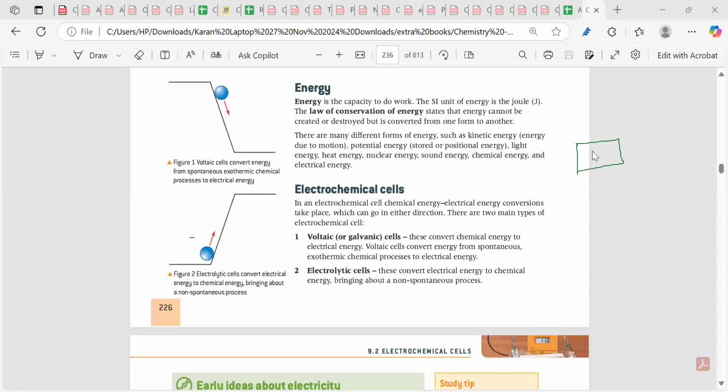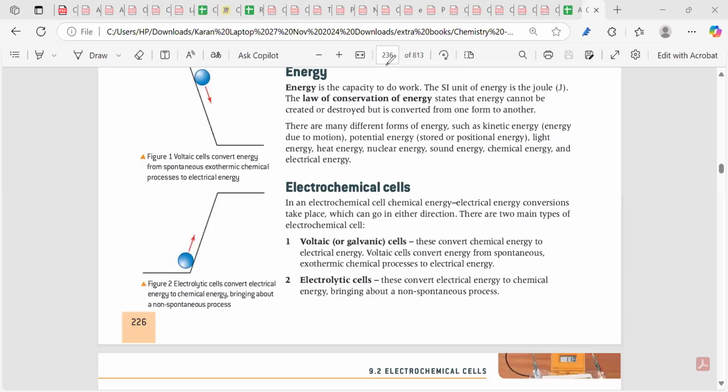If you see a closed system, the energy won't be created or destroyed, but it can be converted from one form to the other, right? So what are the different forms of energy we know? The different forms of energy are huge, right? Few are listed over here.